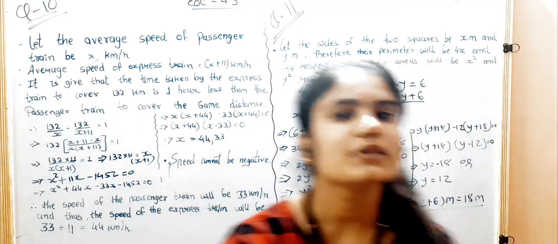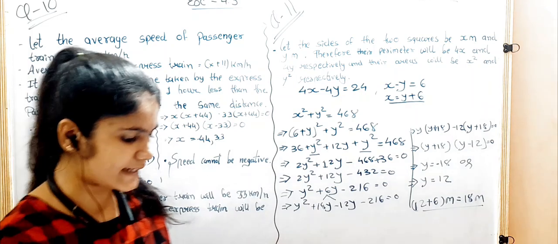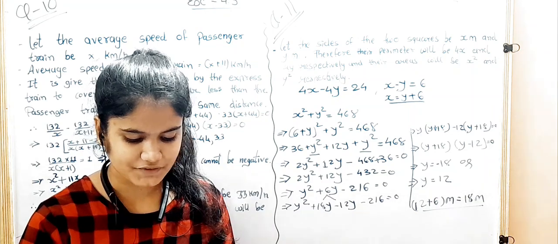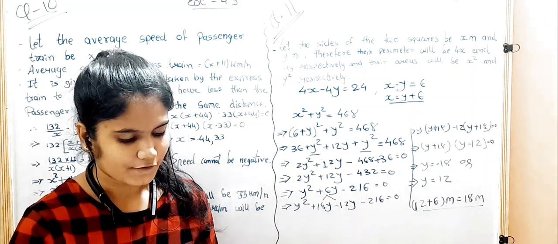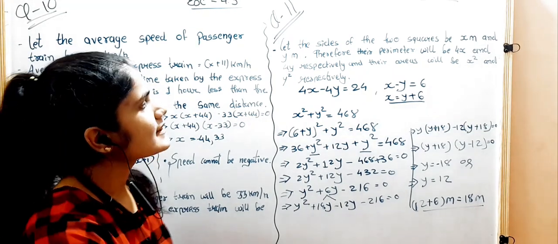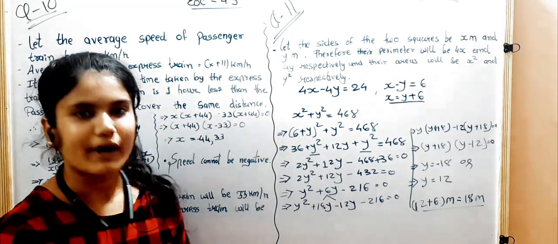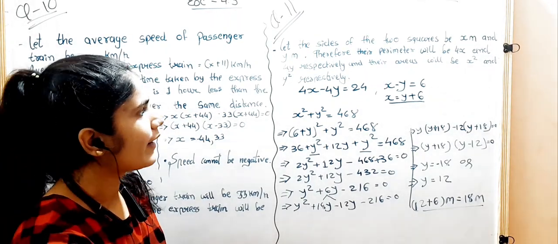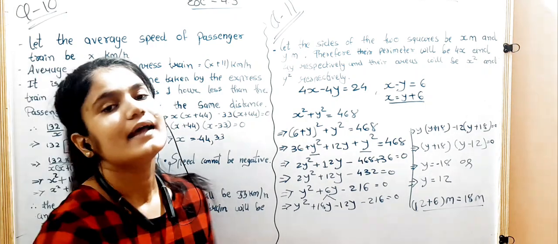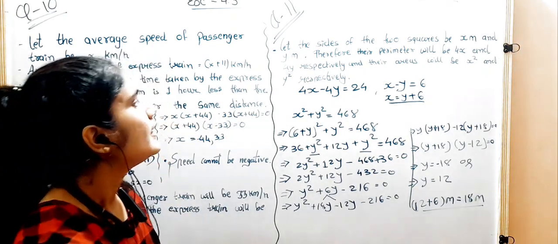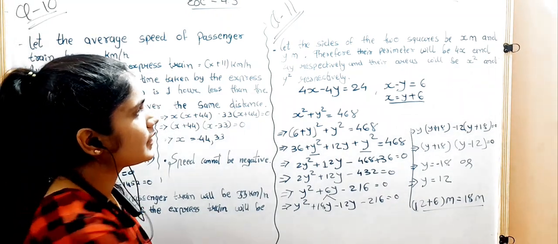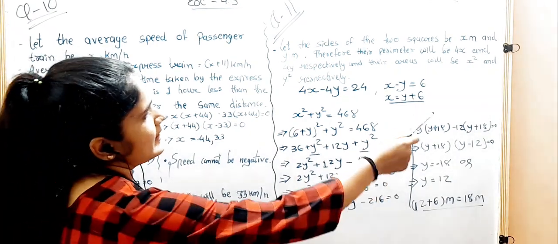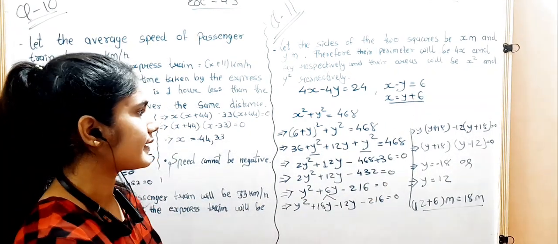In question number 11, it is given that the sum of areas of two squares is 468 meter square. If the difference of their perimeters is 24 meter, find the sides of the two squares. Let the sides of the two squares be x meter and y meter. Therefore, their perimeters will be 4x and 4y respectively, and their areas will be x square and y square respectively. It is given that the difference between their perimeters is 24. 4x minus 4y is equal to 24. So x minus y is equal to 6. So x is equal to y plus 6.